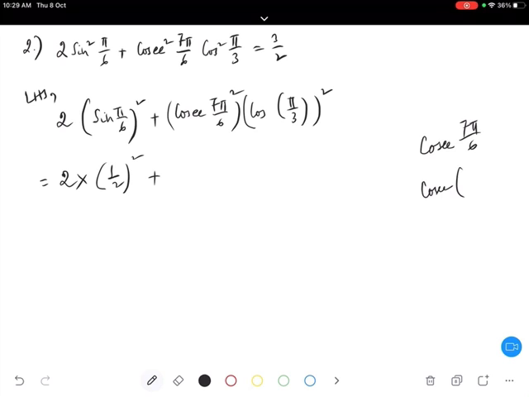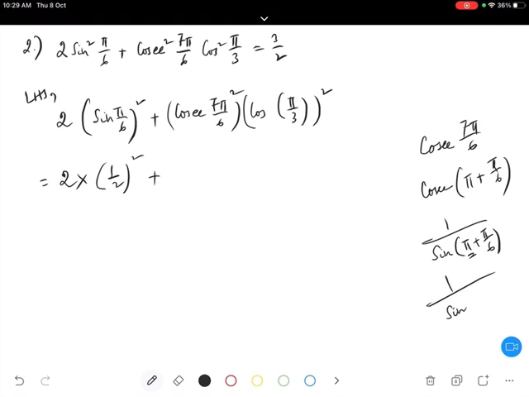How can I write this one, 7 pi by 6? Can I write it as pi plus pi by 6? You see, pi plus pi by 6 is 7 pi by 6, right? And cosec I can write as 1 by sine of pi plus pi by 6, because cosec is difficult. So let us convert it into sine. Pi means 180 degree, so sine will remain sine.